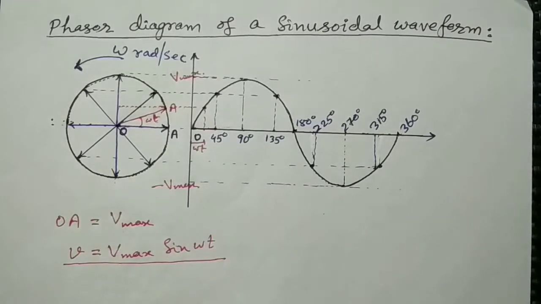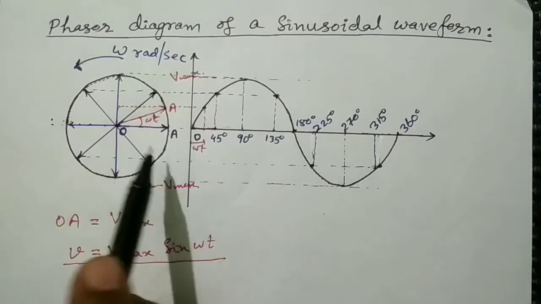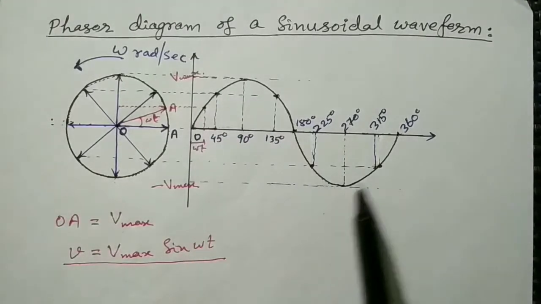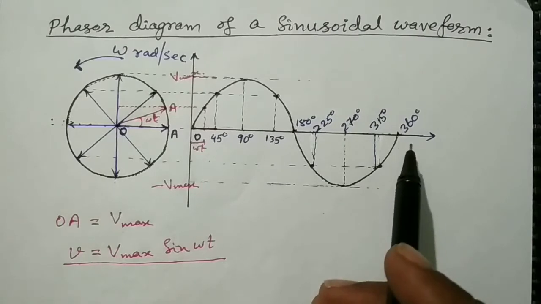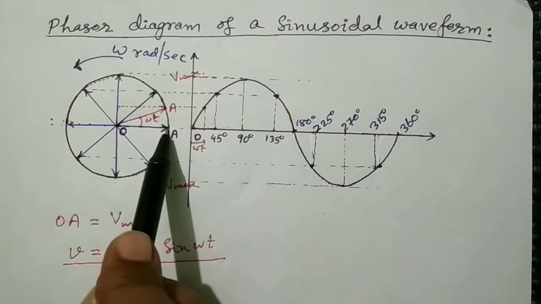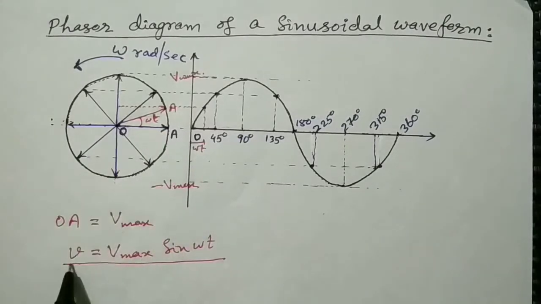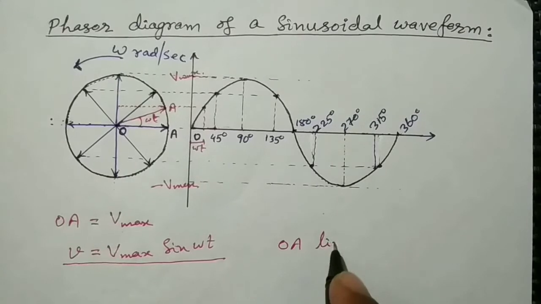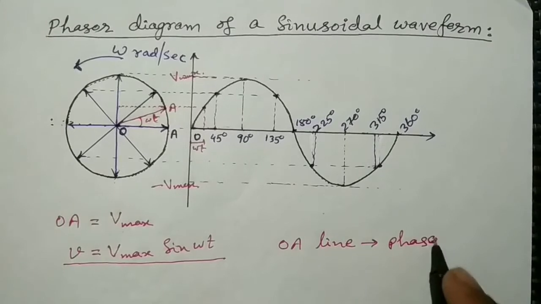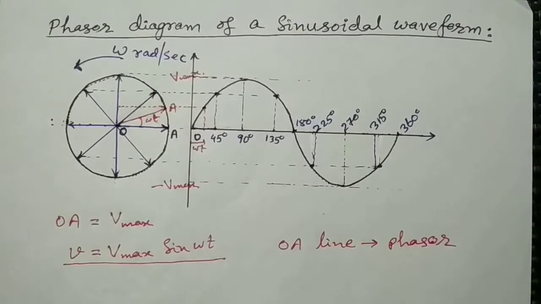So now we can consider this OA line is representing this sinusoidal alternating voltage. So this line OA is considered as the phasor of this alternating voltage. So we consider OA line is the phasor of this alternating voltage. This is the concept.